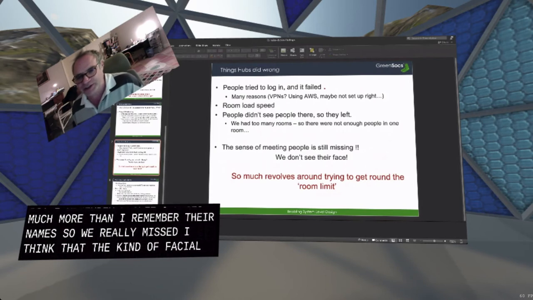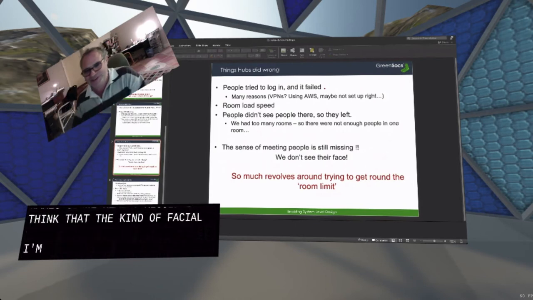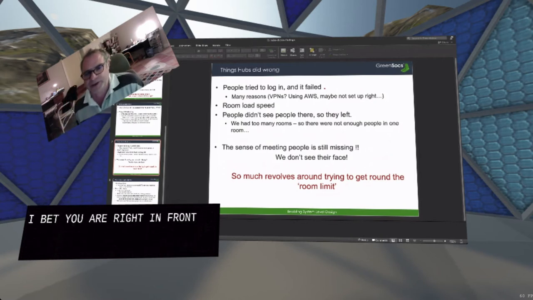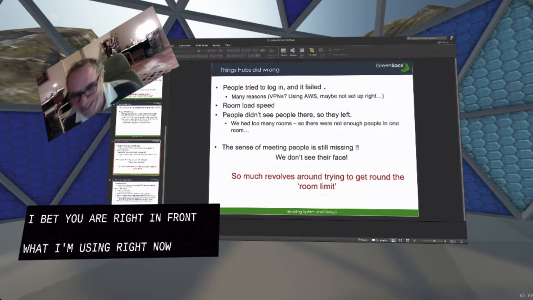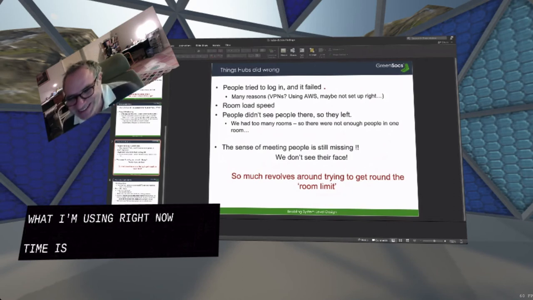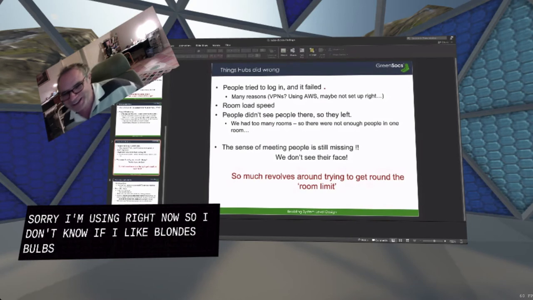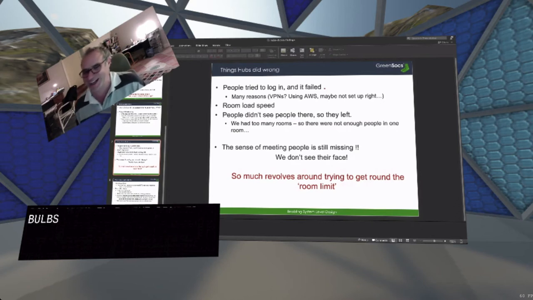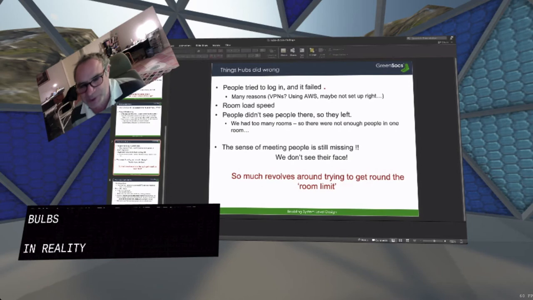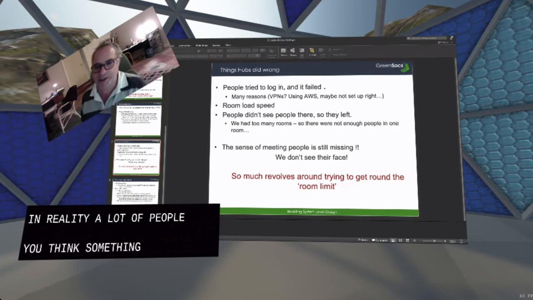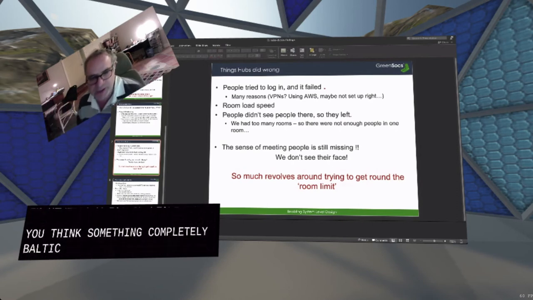So I can see Holly over there. Sorry to keep picking on you, Holly, but you are right in front of where I'm looking. Holly is using one of those avatars. I have no idea whether Holly looks anything like that avatar. And I actually have no idea what avatar I'm using right now. Oh, okay. You've got blonde bobbed hair and a red shirt, and quite large eyes. I'm guessing you don't have eyes that large in reality. But the point was a lot of people were using something that's obviously completely robotic, and a lot of people did exactly that.